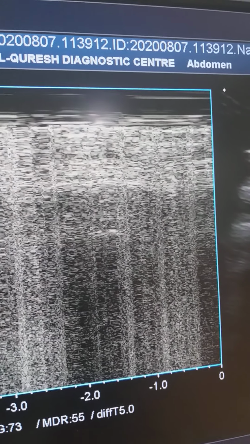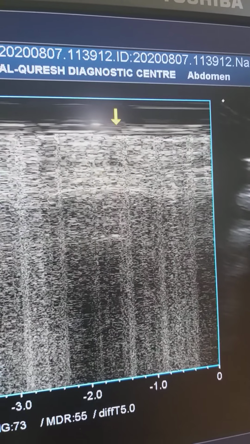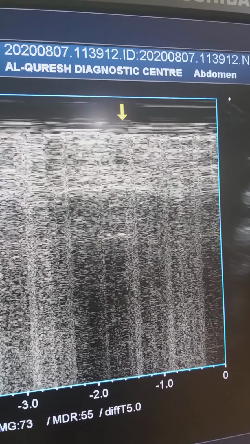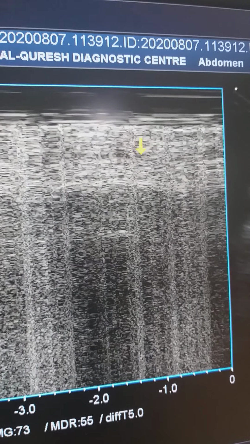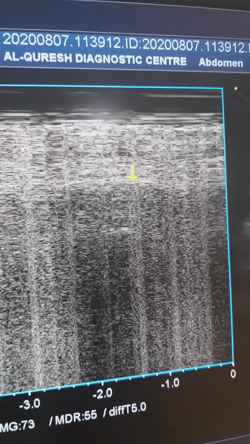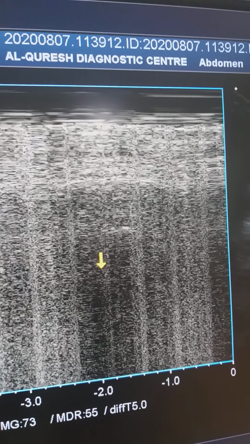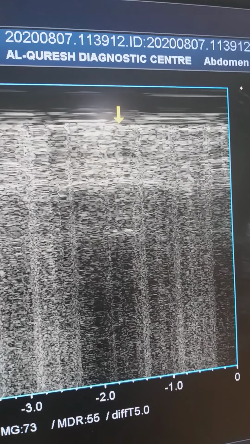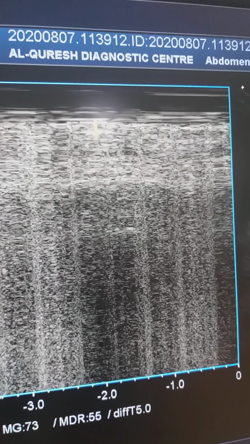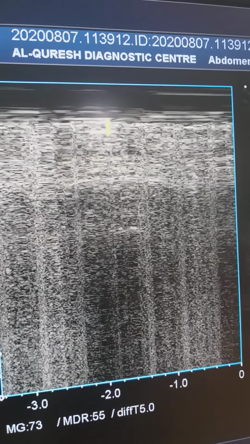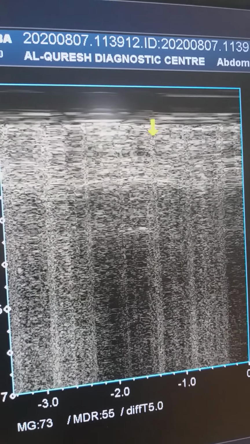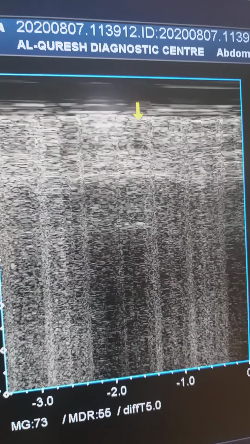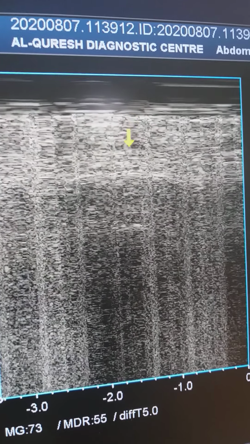Here we can see that from this end to this end, this is the subcutaneous tissue, and below this end is the lung. Because the subcutaneous tissues are static, they don't move, so on M mode they will appear smooth.